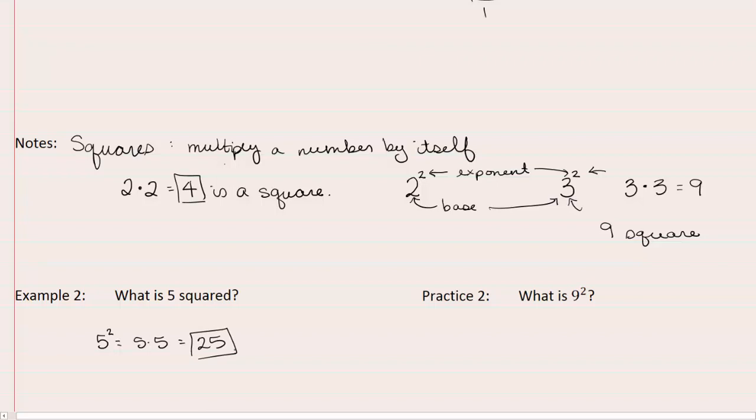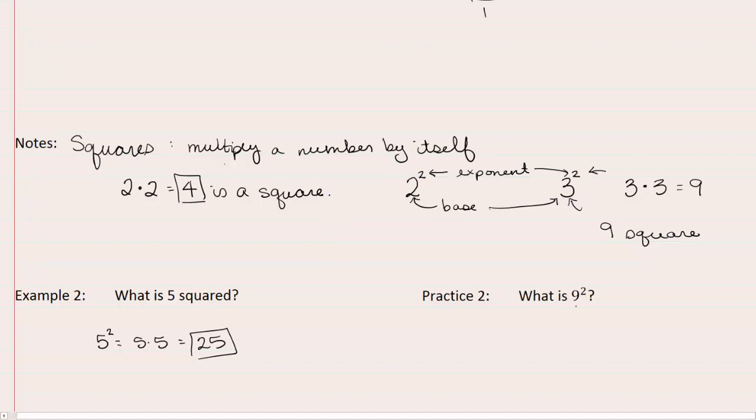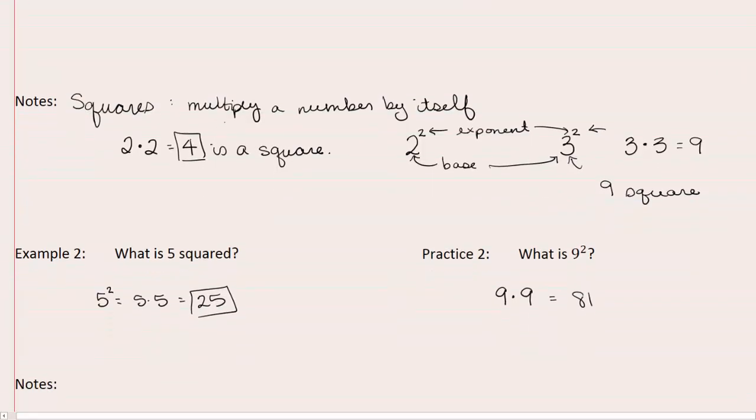I would like you to pause the video and try practice 2 on your own. Okay, this says, what is 9 squared? Remember that little 2 up there means multiply a number by itself that many times. So 9 times 9, and 9 times 9 is 81. So 81 is the perfect square number. 9 squared is 81.